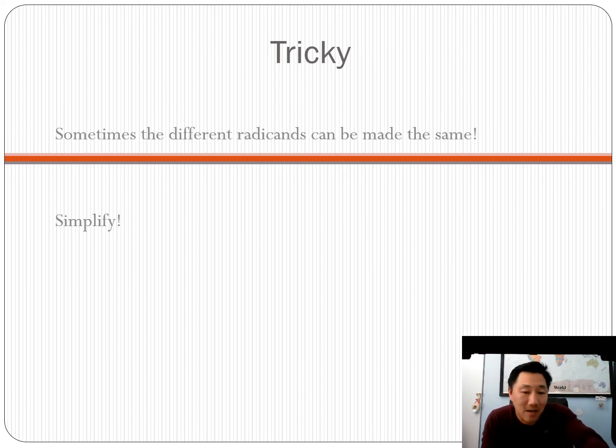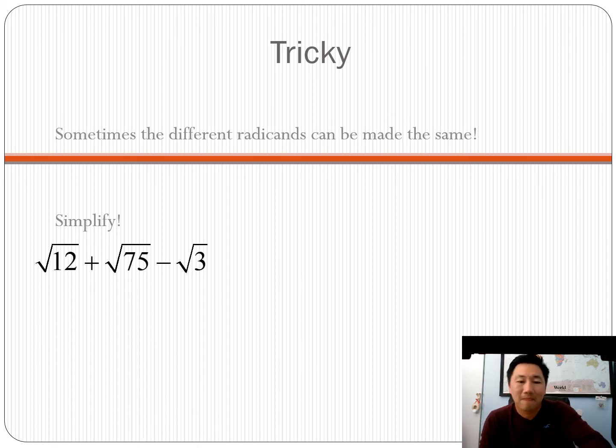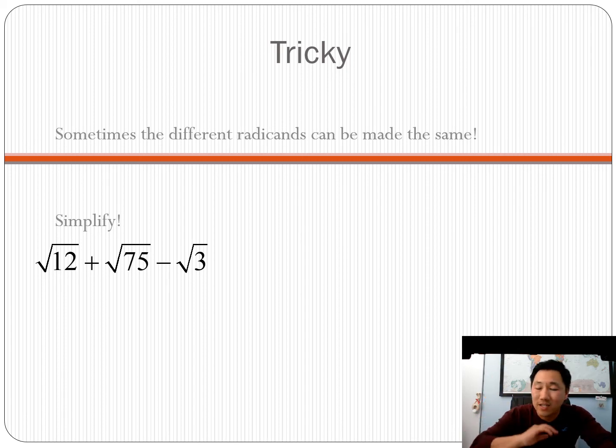Tricky. Sometimes the different radicands can be made the same. Like this one. Notice they're all square roots. So square root, square root, square root. That's good. But the radicands are all different. One's 12, one's 75, one's 3. You can't combine them unless you simplify first.